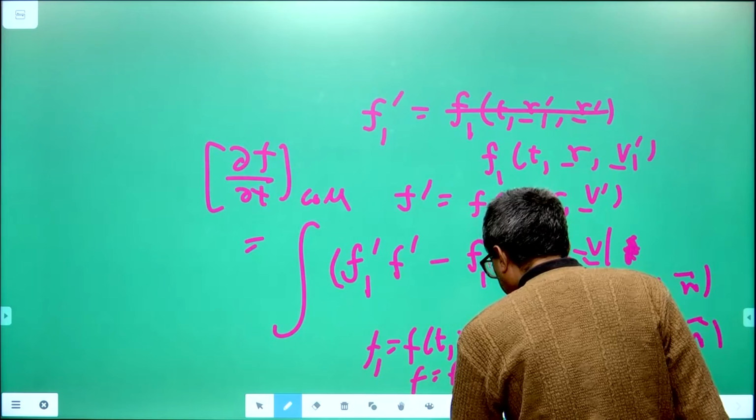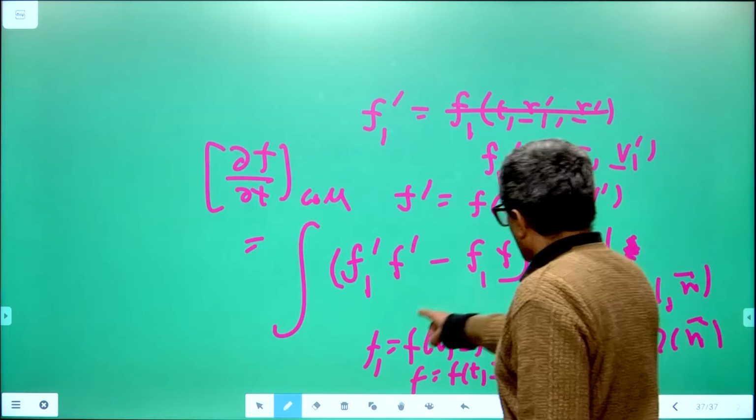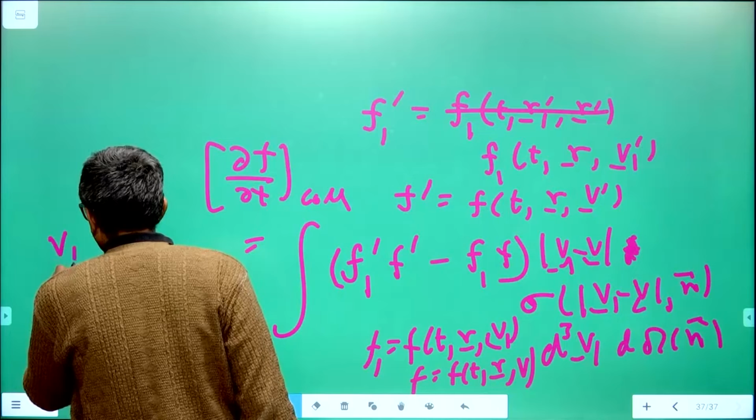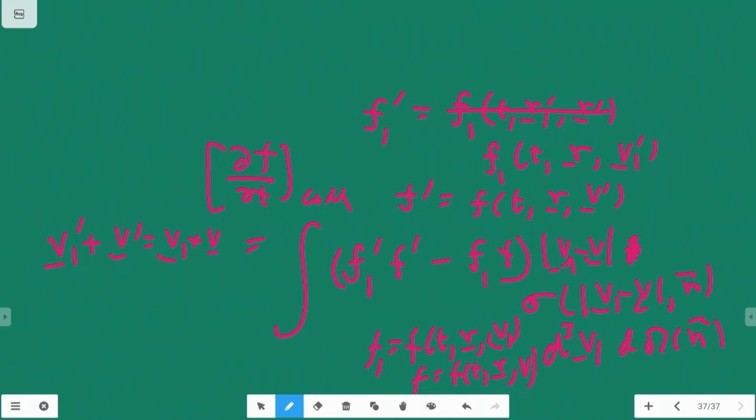And you can express your v prime and v. To make sense of this integral, you have to express v1 prime and v prime in terms of v1 and v, and of course the direction of scattering n. So, you make use of the momentum conservation equation, namely v1 prime plus v prime equal to v1 vector plus v vector, and the energy conservation v1 prime square plus v prime square is v1 square plus v square. So, from these two equations we derive that mod of v1 prime minus v prime is equal to mod of v1 minus v.